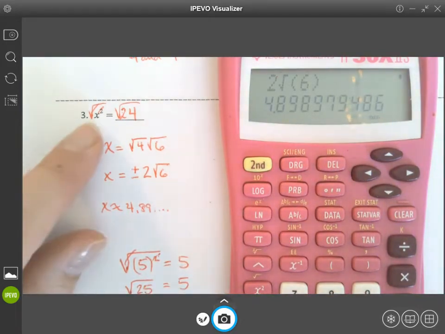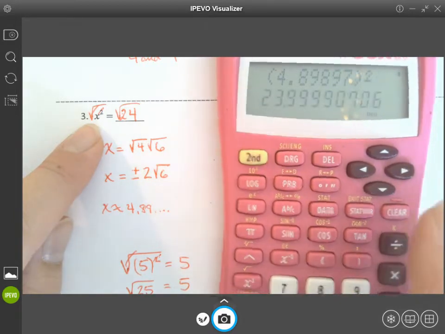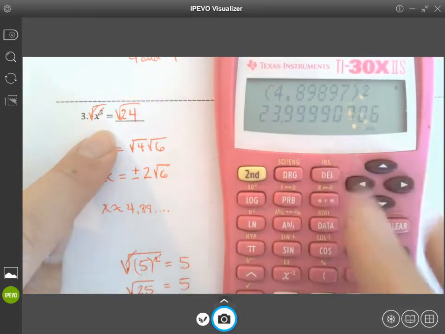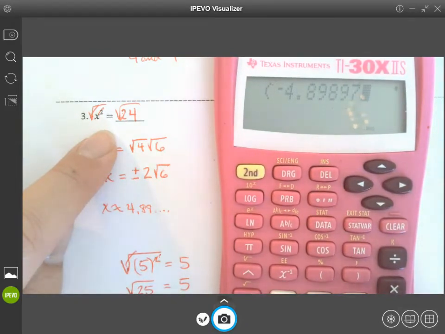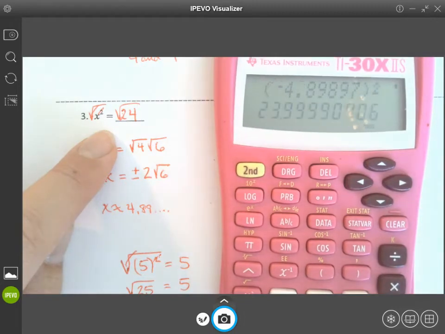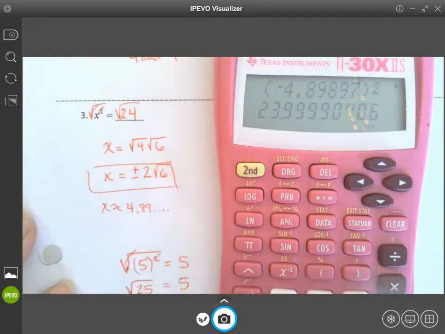If I come back to the original and I type in 4.89897 something squared, do you see how close I get to 24? And if I came back and I typed in the negative 4.89897 something, do you see that I also get back close to that 24? That's the idea, but we want that exact answer.